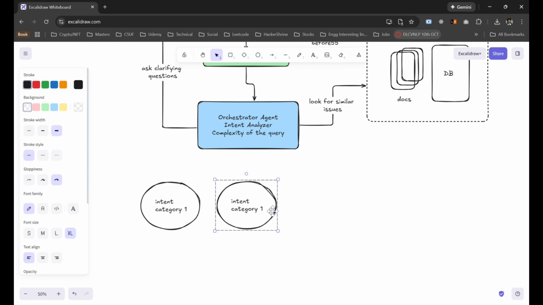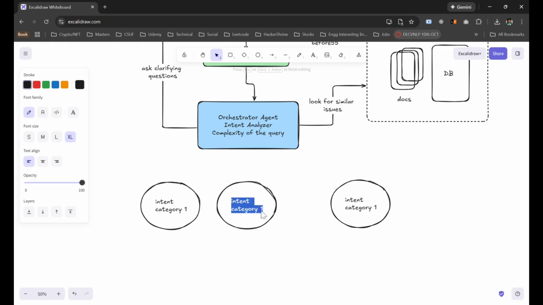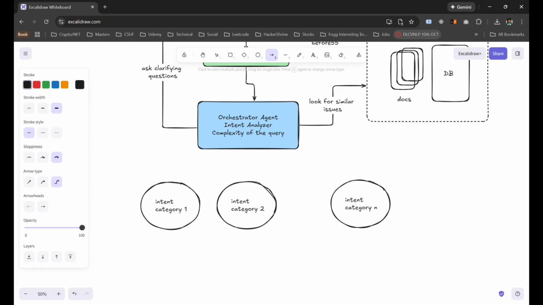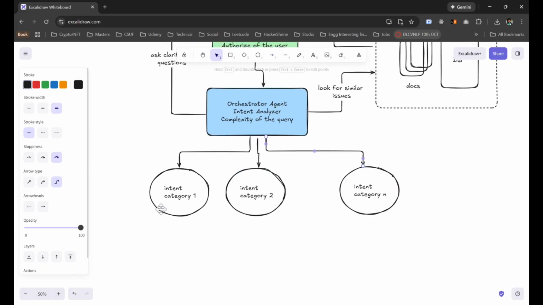So we could have multiple categories for our system. This would be 2, and if you have 6, 7, 10, 15 categories, these would be 3 to n categories that you have. So from this orchestrator agent, we move it to one of these categories. Okay, fair. Now we know what type of issue it is.